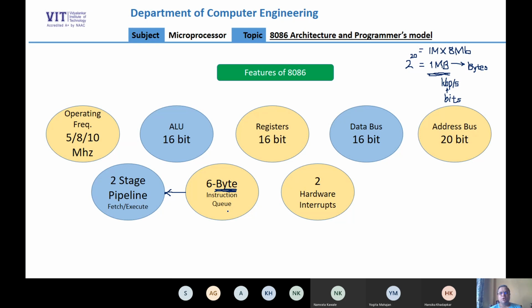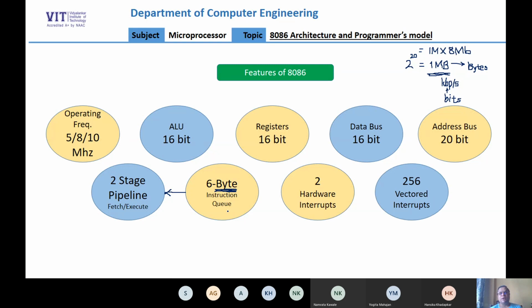The 8086 processor provides two hardware interrupts. That means there are two interrupt pins on the 8086 processor. One is called INTR, that is interrupt, and the second is called NMI, that is non-maskable interrupt. So INTR and NMI are two interrupt inputs for the 8086 processor. This is one of the important features of the 8086 processor.